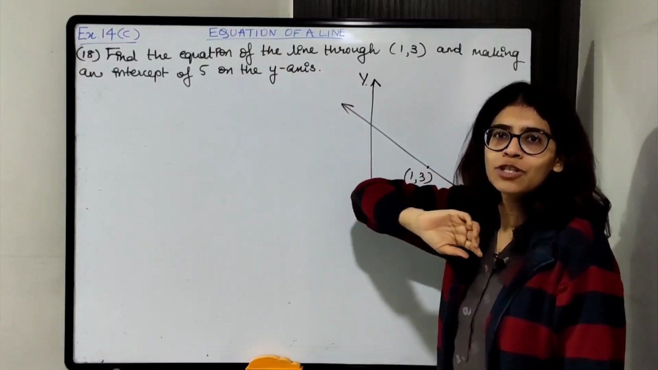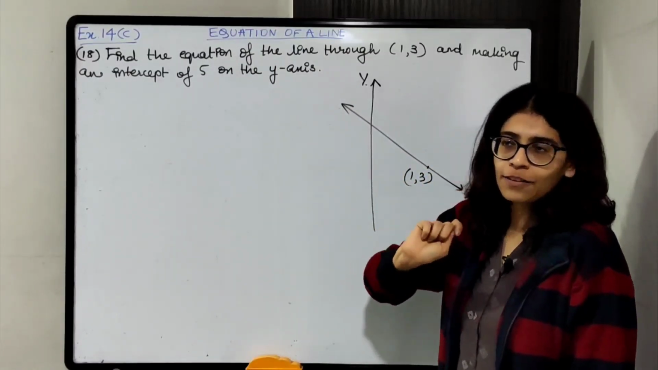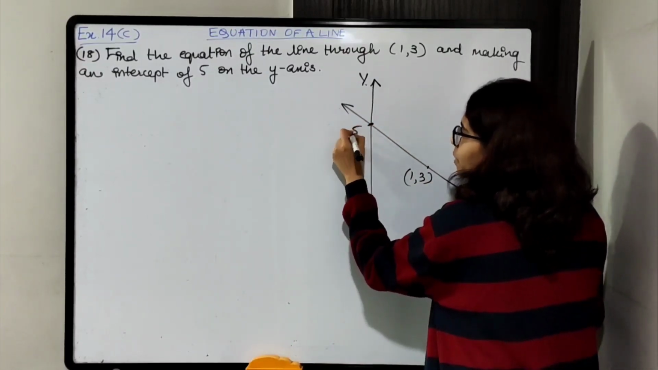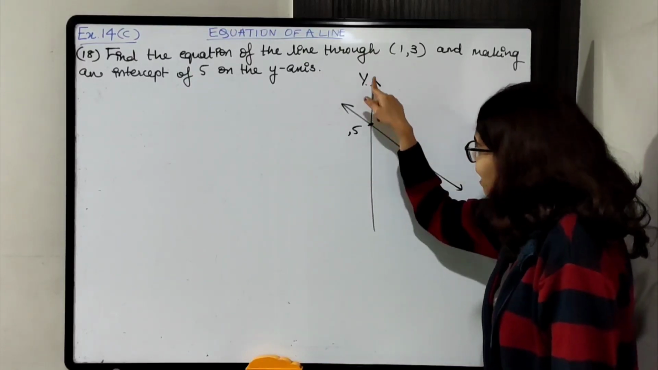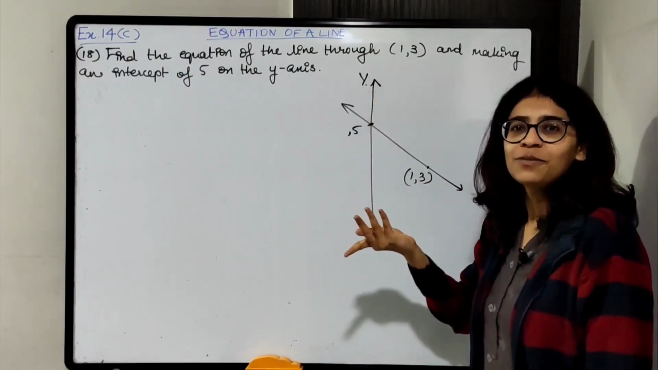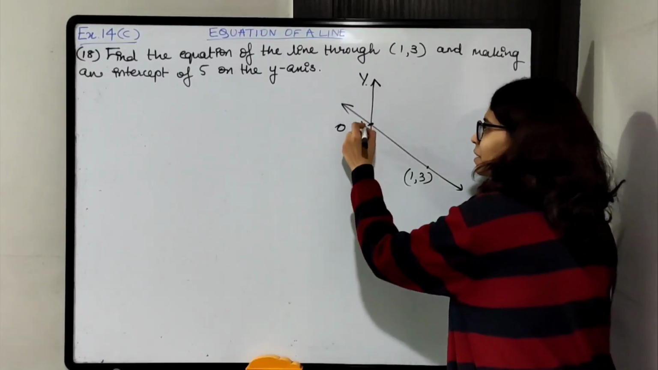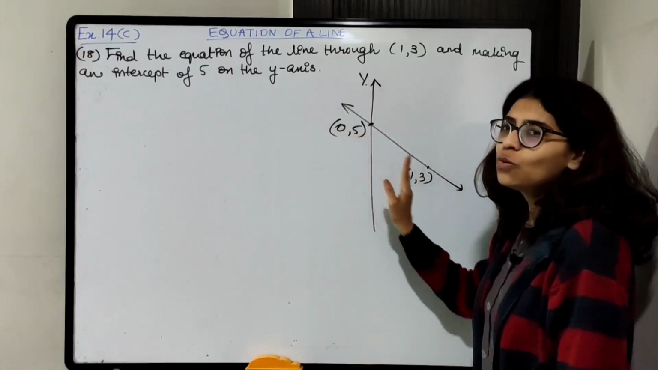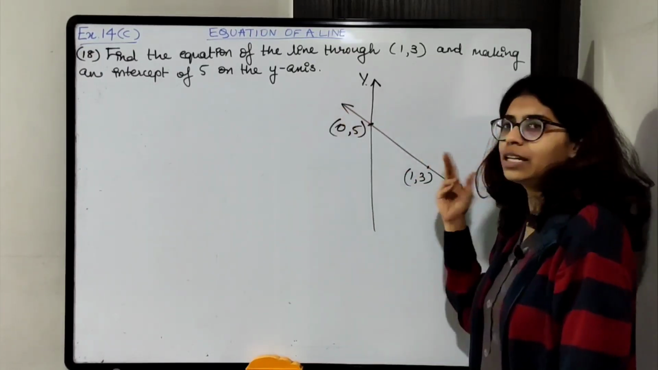So y-intercept is 5, which means the y-coordinate is 5. It is cutting over here. The y-coordinate is 5, what will the x-coordinate be? This point is lying on the y-axis, so the x-coordinate will be 0. So indirectly you are given the coordinates of 2 points on the line.